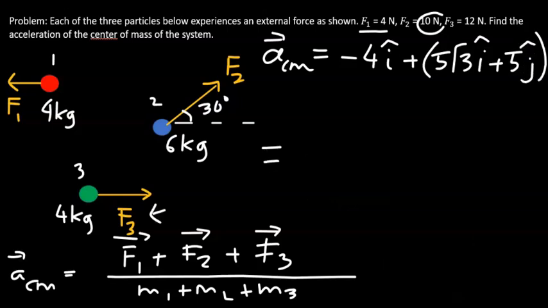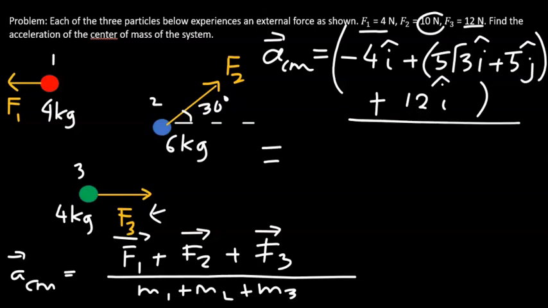Now the last force, F3. F3 has a magnitude of 12 newtons and it's going to the right. So that's plus 12 i hat. And this entire thing will be divided by the total mass. So 4 plus 4 plus 6, so you're getting 14 kg.